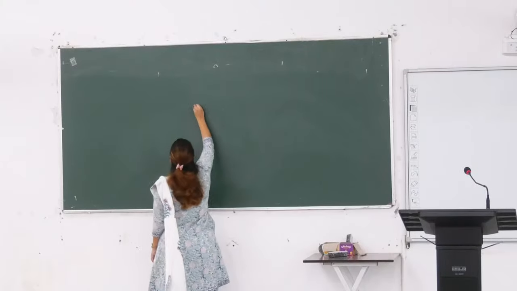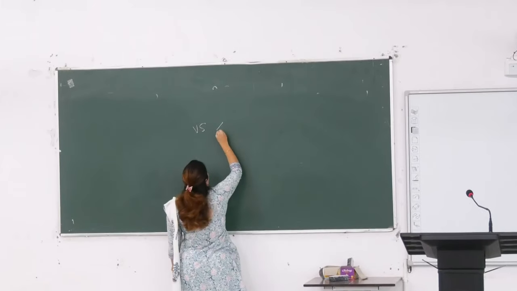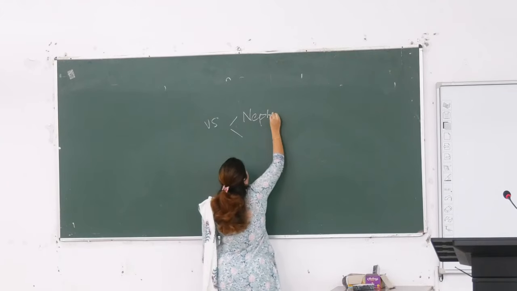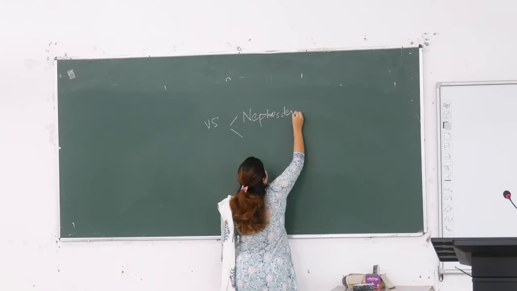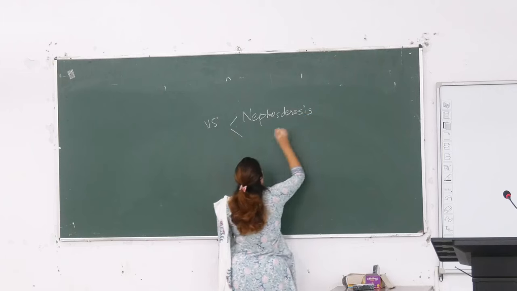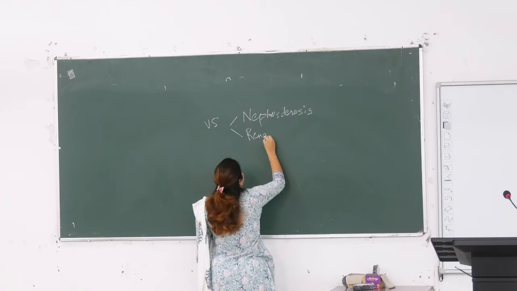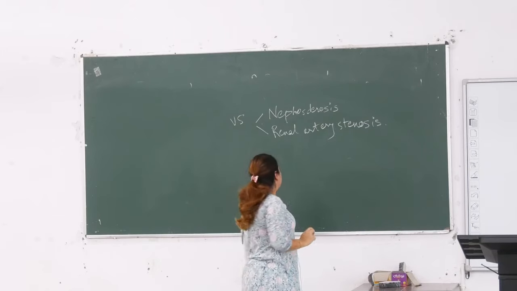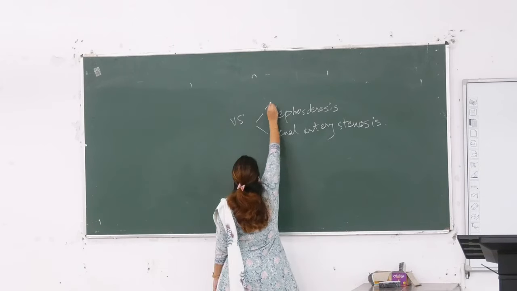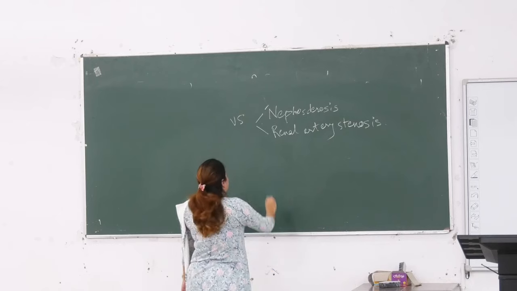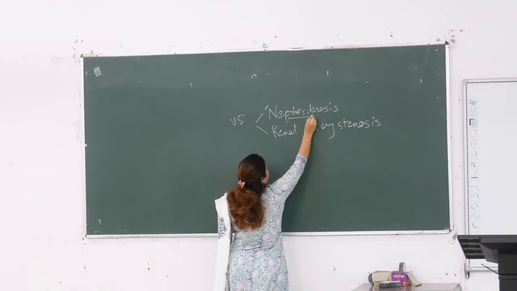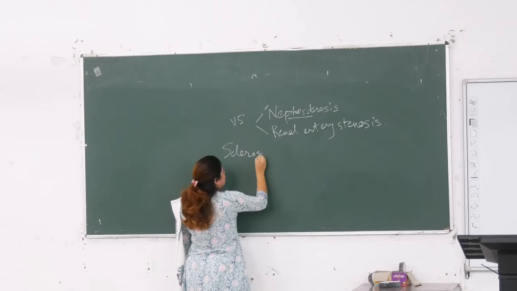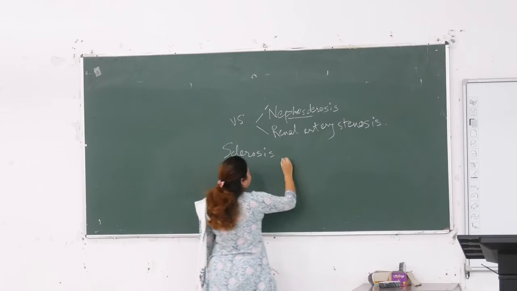Disorders are mainly two. One is nephrosclerosis, another is the other vascular disorder. Now, first we come to nephrosclerosis. That is, there is sclerosis of the renal vessels.